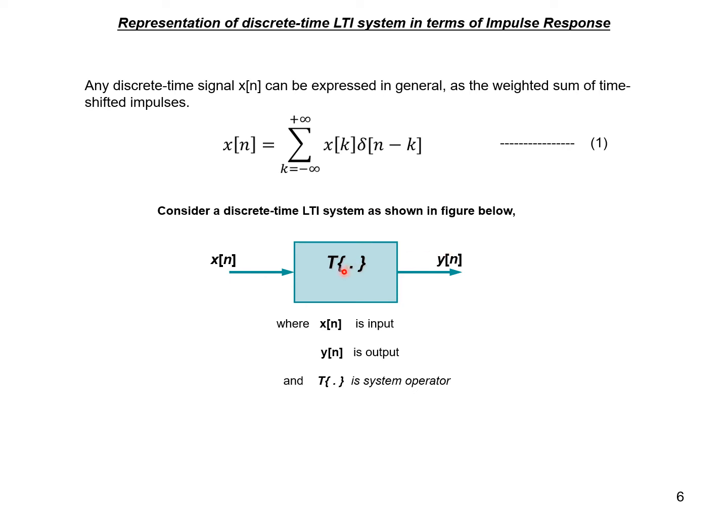Now I can write this diagram also in expression form like this. Normally y of n is nothing but T of x of n. That is, if I give the input signal to operator T, I'll get the output y. This is the diagrammatic form, and this is the expression form.